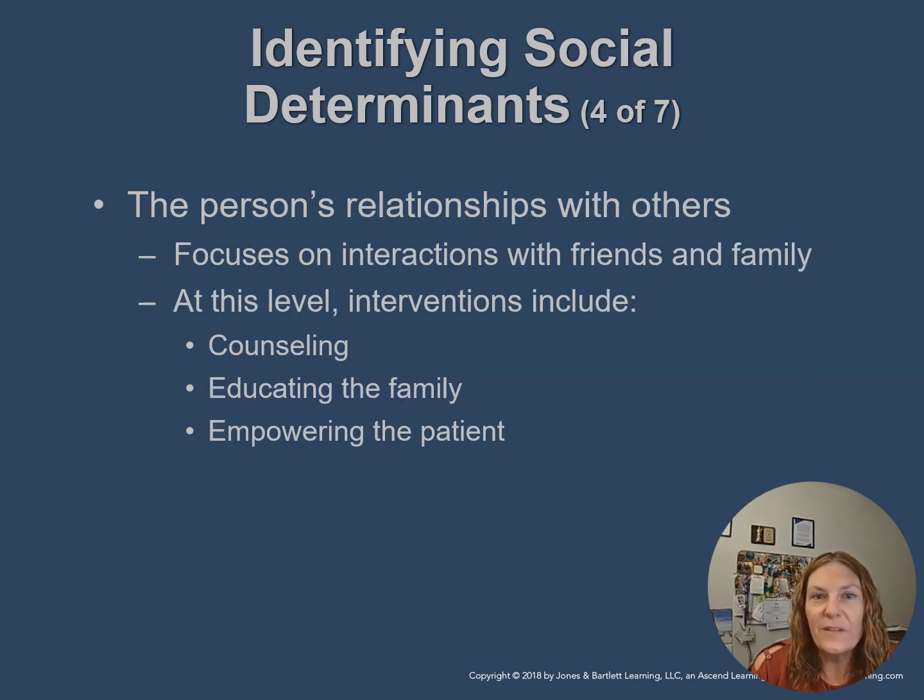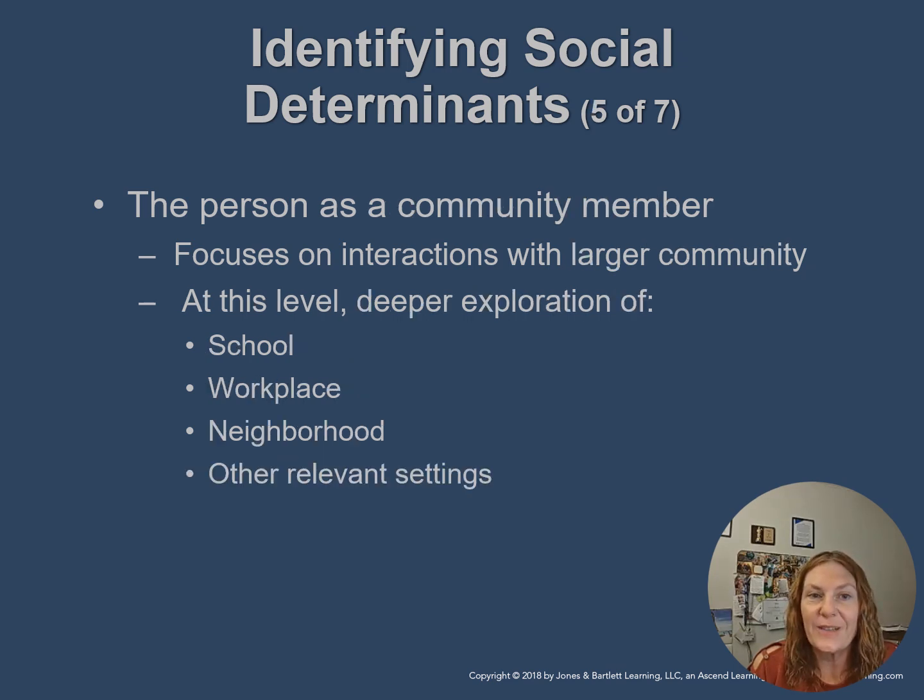The second level is the person's relationships. Here we look at family, friends, and close social networks. Are these relationships supportive, or are they sources of stress? Are family members helping with their medications or helping make health decisions for the patient? At this level, our interventions might include counseling, educating family members, or empowering patients to take more control of their health. Strong relationships often mean better outcomes for our patients.